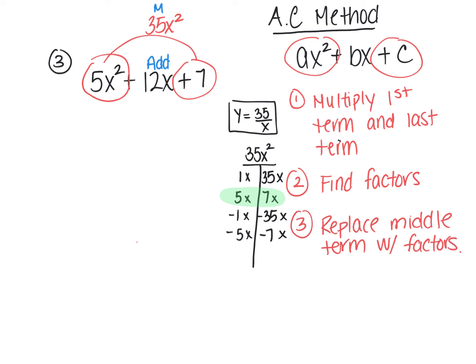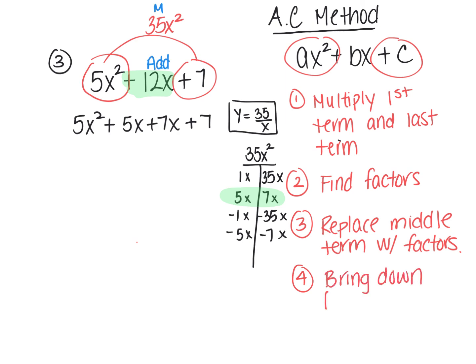So this 12x is absolutely equivalent to 5x plus 7x. So we're just going to replace the middle with that. So 5x plus 7x is 12x. We're basically rewriting it. And then you literally bring down all the other terms. So 5x squared plus, and then plus 7. So once you bring down all of the other terms, we're at step 4. So bring down first and last, and then factor by grouping, and we're done.